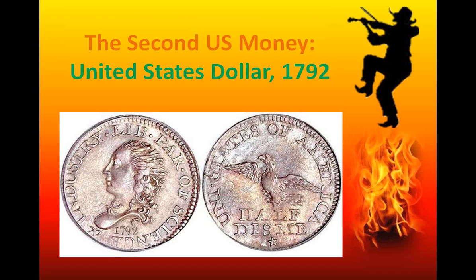So what did Thomas Jefferson and his colleagues, the founding fathers of America, do to try to protect us? Well, they created the second U.S. money, the United States dollar. And this is the very first United States coin made. It's called a half disme, which had the denominational value of 5 cents.